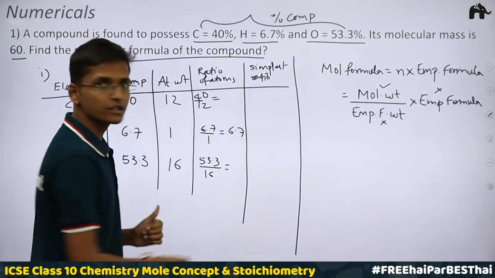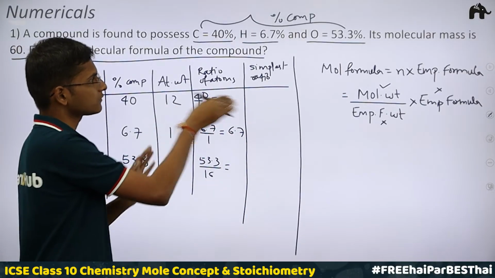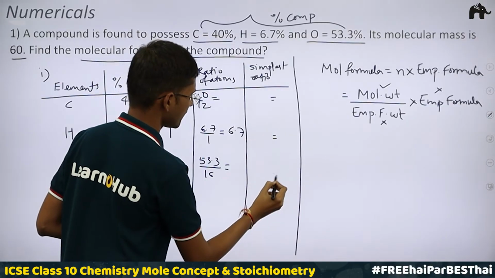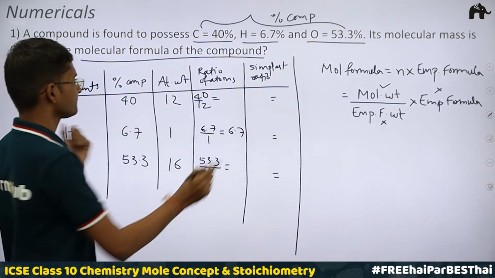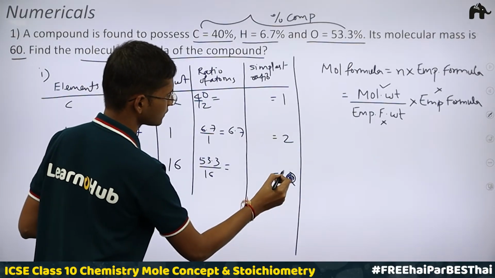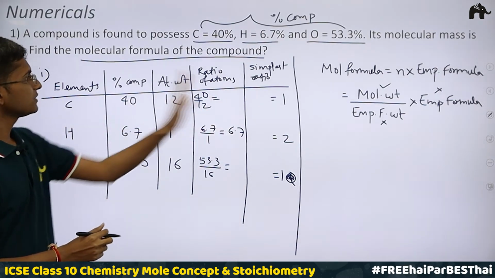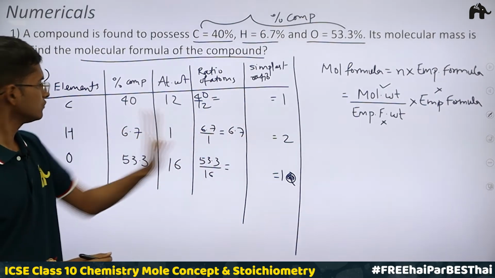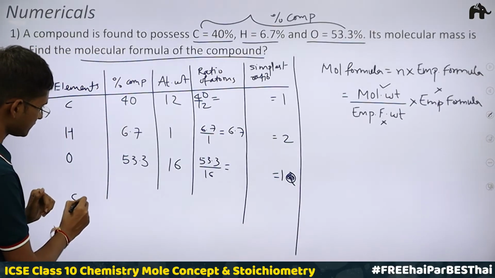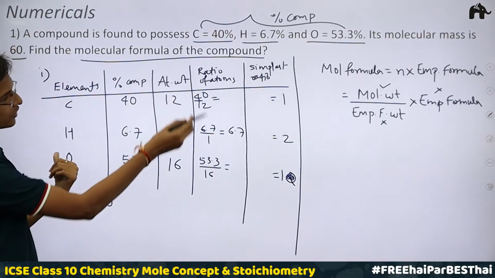And how to find the simplest ratio? This also you know. We have done a lot of problems on finding the simplest ratio. After finding the simplest ratio, I am telling you directly, the answer would be 1, 2 and 1. For carbon, the simplest ratio is 1. For hydrogen, it is 2. For oxygen, it is 1. So what is the empirical formula then? C is to H is to O is 1 is to 2 is to 1.